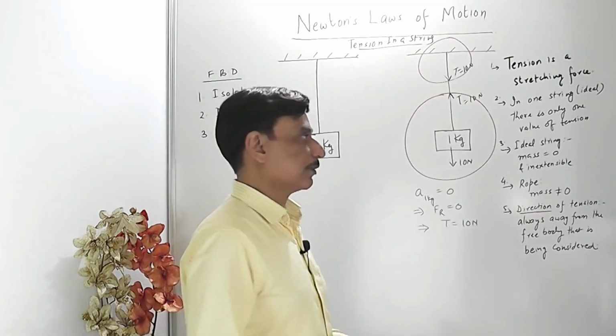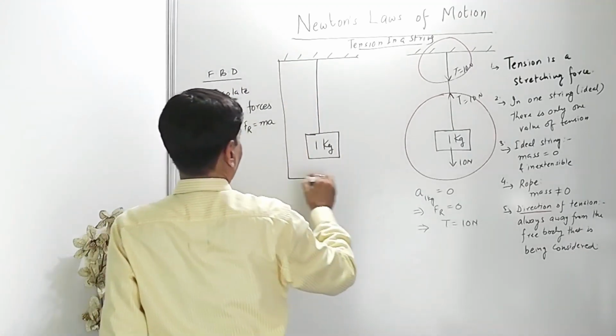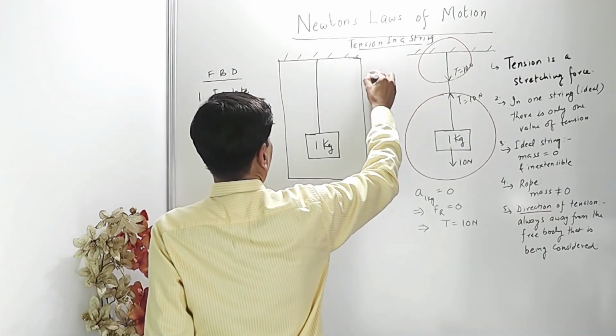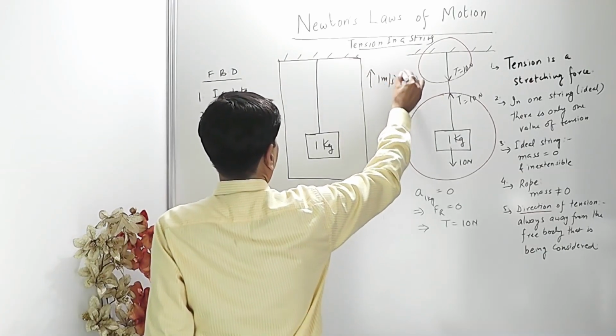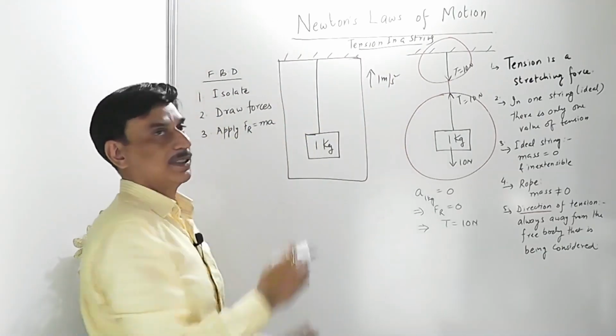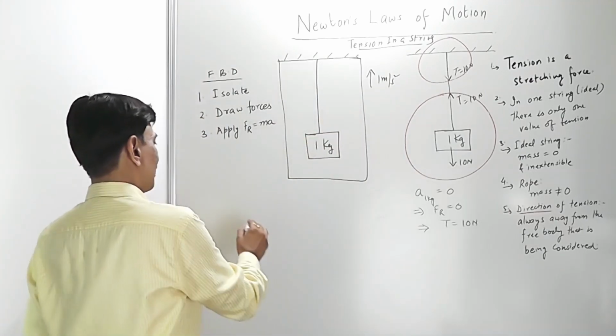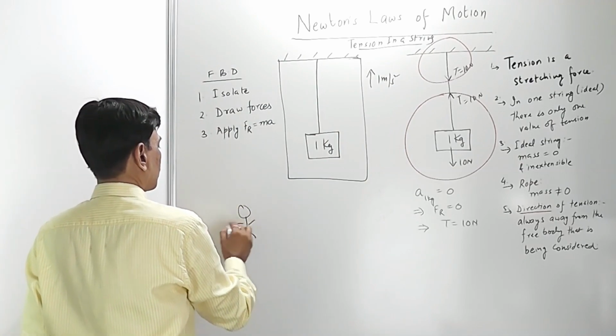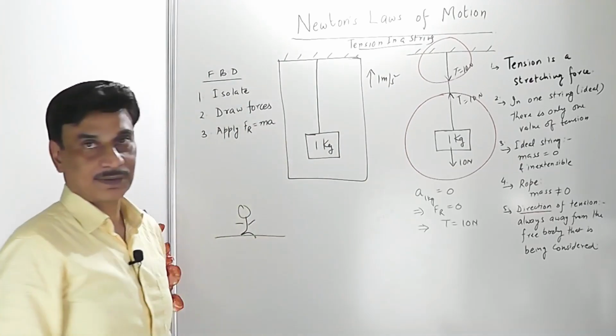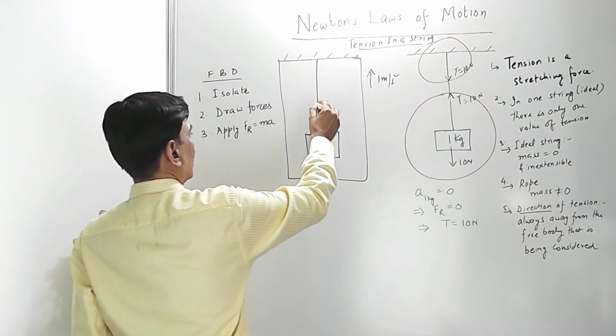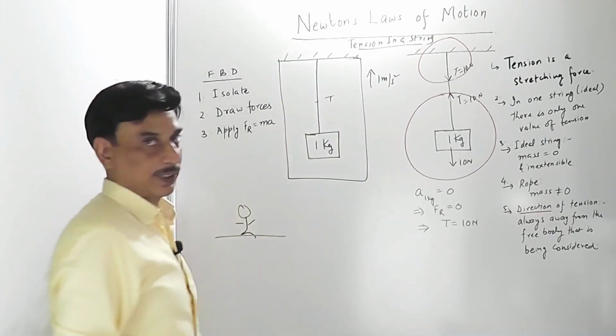Now let's do one thing. We put this whole thing in an elevator, and this elevator is going up with an acceleration of 1 meter per second square. There is a person on the ground who is seeing this whole event happening, and we are interested in finding the tension in this string. What is the tension in the string?